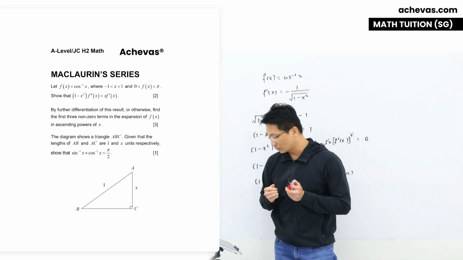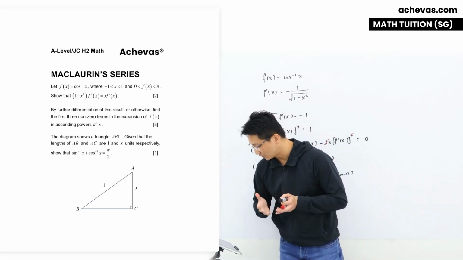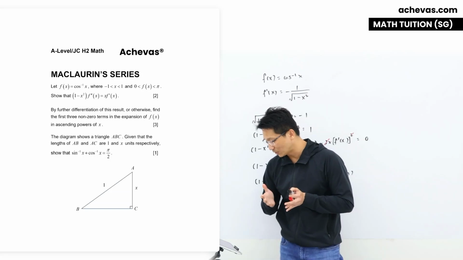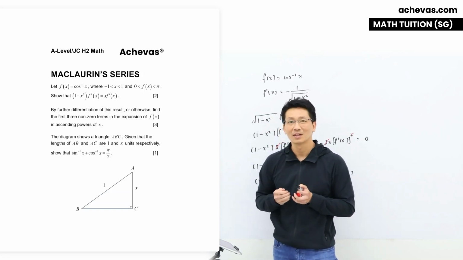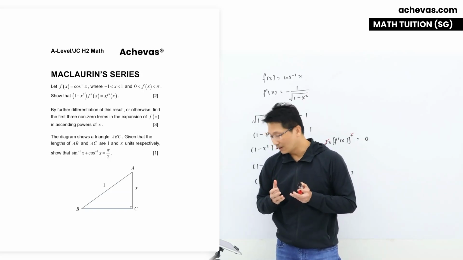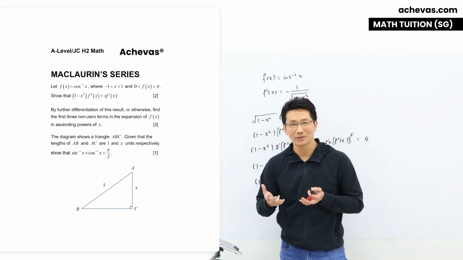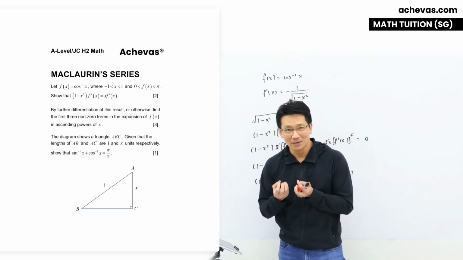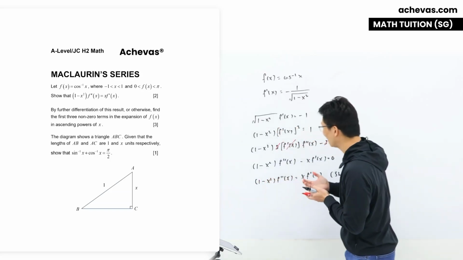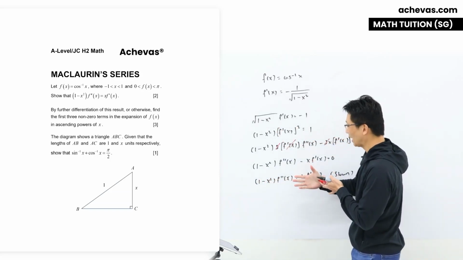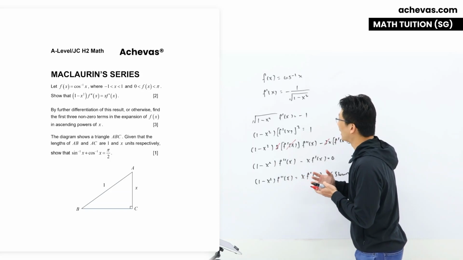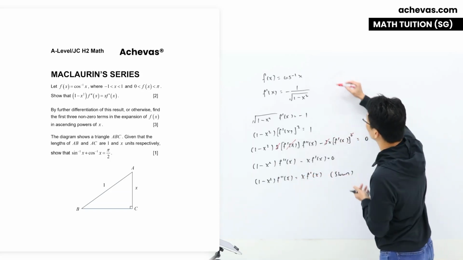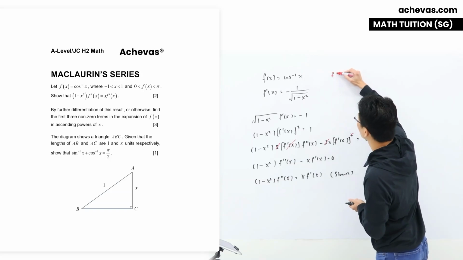And the second part of this question says, by further differentiation of this result or otherwise, find the first 3 non-zero terms in the expression of f(x) in ascending powers of x. And when the question asks for the first 3 non-zero terms, probably I'm going to try to find what the available values are first before deciding whether we want to differentiate another time or not. Right? So maybe we will work out what our f(0) is first.